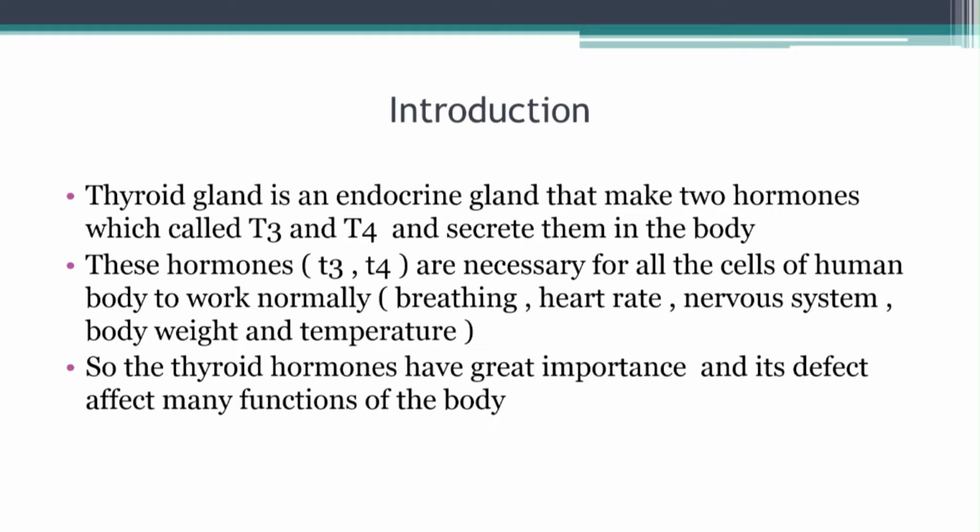Thyroid gland is an endocrine gland that makes two hormones, which are called T3 and T4, and secretes them in the body. These hormones, T3 and T4, are necessary for all the cells of the human body to work normally, like breathing, heart rate, nervous system, body weight, and temperature. So, the thyroid hormones have great importance, and their defect affects many functions of the body.